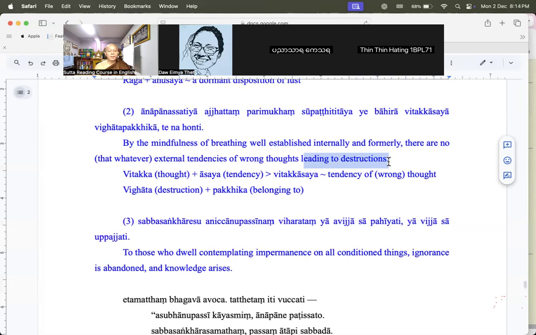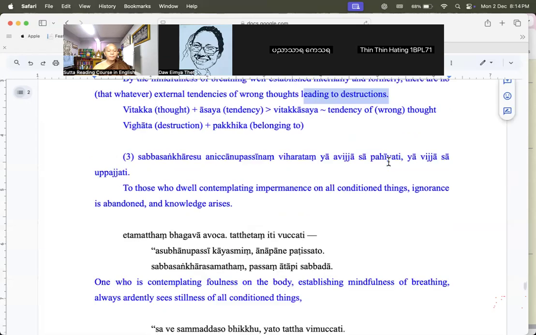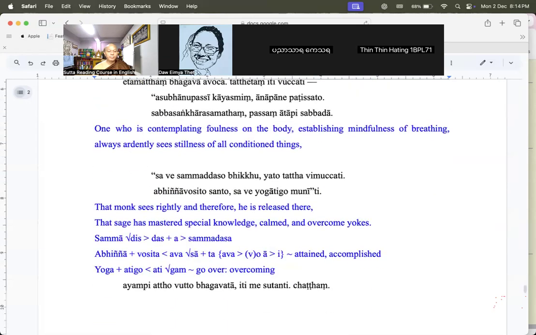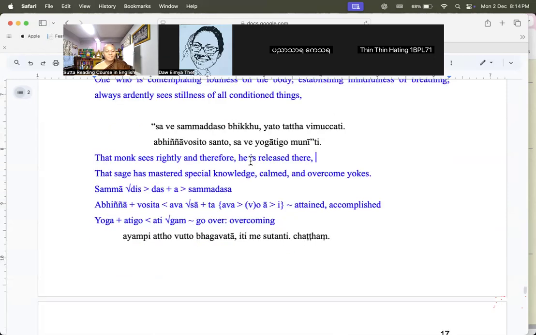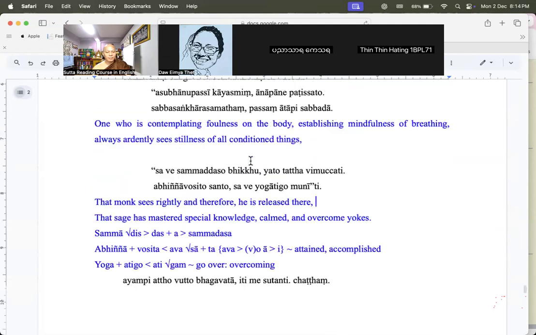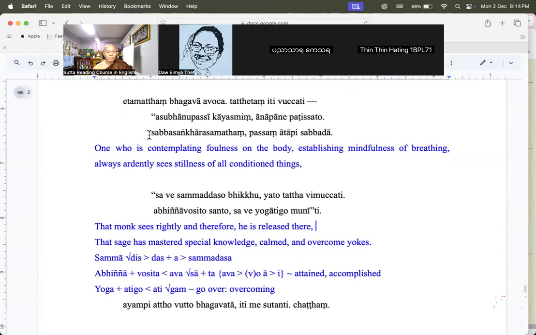Thanks, Sarah. And for another point, Sarah, it's mentioned about always seeing the stillness of unconditioned things, sabba sankhara samattang. So in here, Sarah, with mindfulness of the breath we can see conditioned things rising and falling. So how can we see the stillness, Sarah?